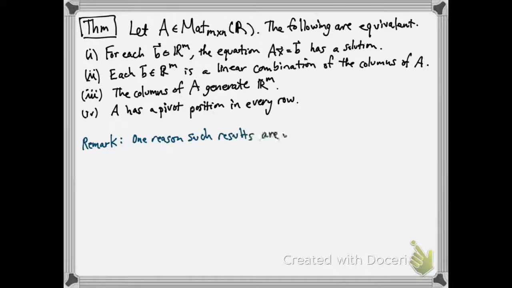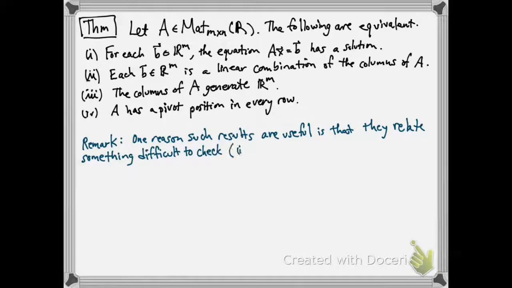So one reason such results are so useful is that they relate statements that are difficult to check, in this example items 1, 2, and 3, to something easy to check, like item 4. Right? So to check whether or not A has a pivot position in every row is just a Gaussian elimination and then look at the pivots kind of question. As soon as you can reduce a problem in linear algebra to row reduction, then you win.